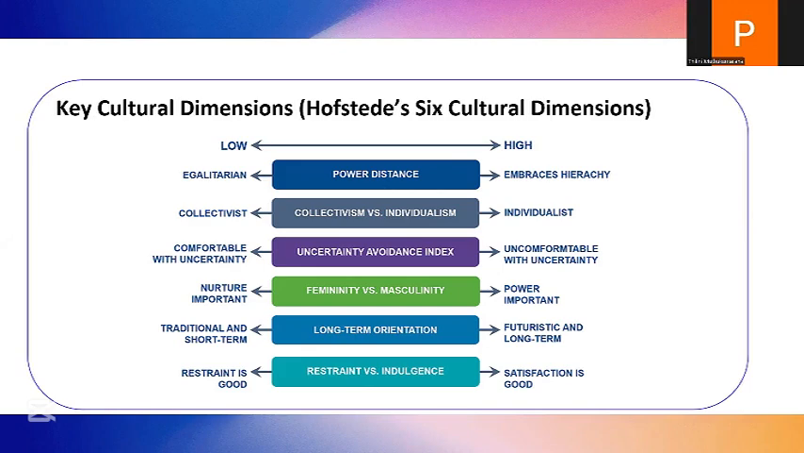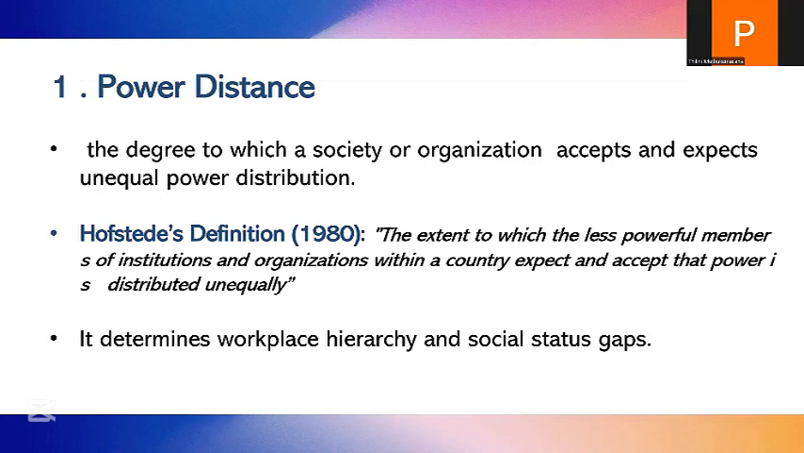These come from factor analysis. He found power distance, collectivism versus individualism, uncertainty avoidance index, femininity versus masculinity, long-term orientation, and restraint versus indulgence. You can see these sets of groups within culture itself. So let's talk about each dimension in detail to get a wide idea of what these factors actually mean.